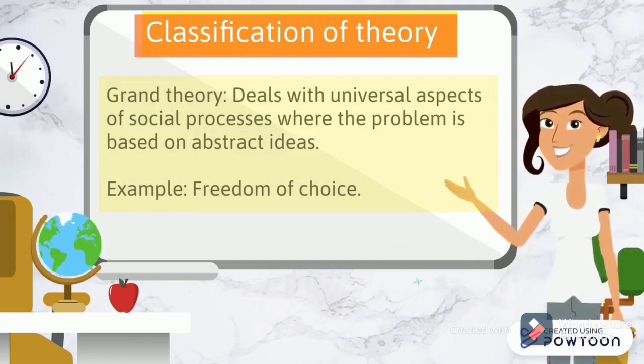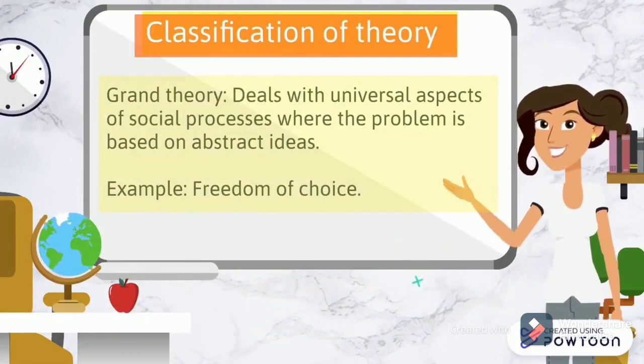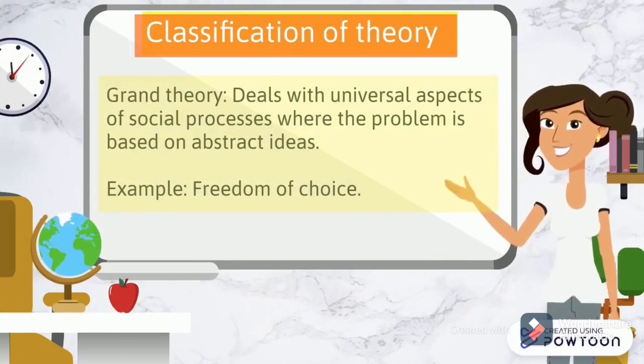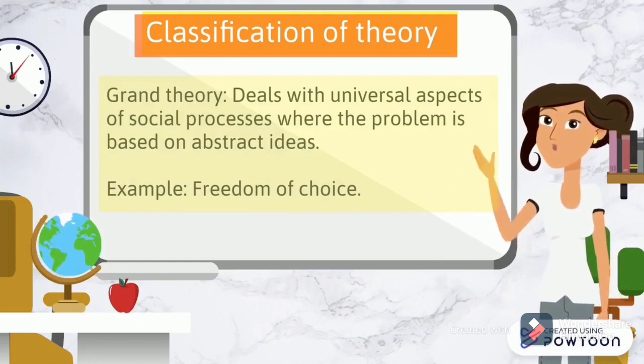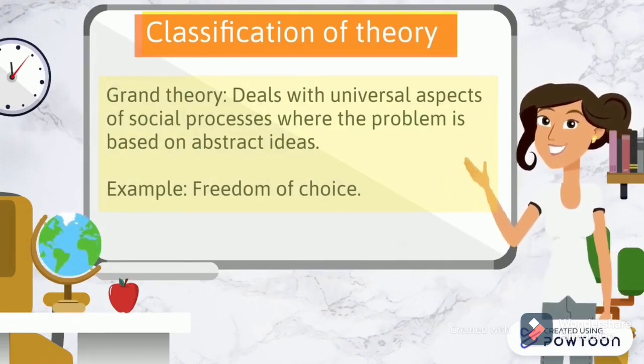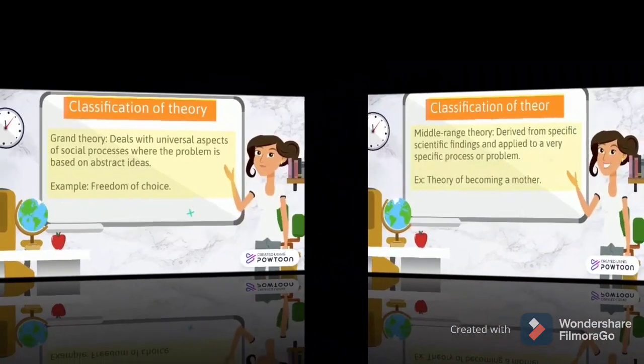Let me give you a situation to explain grand theory. Student A prefers a red color hat while student B prefers a blue color hat. These preferences are based on the abstract taste of human beings, not because of other factors such as color blindness.